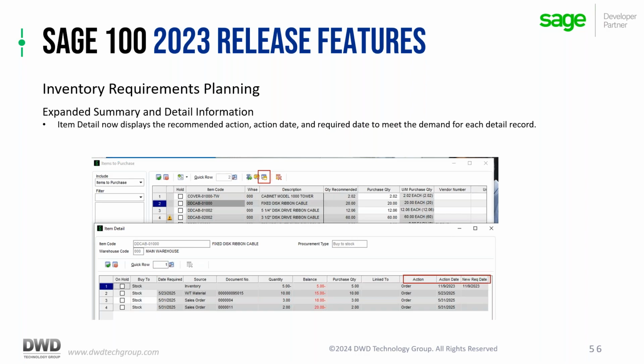So it can help you really plan your purchasing. And it actually has an option to push the purchase orders back down into Sage 100 from the Sage Inventory Advisor tool. So it's a really neat tool.